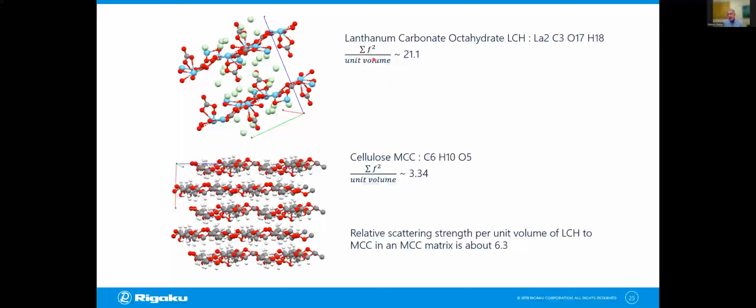Now, if we compare the scattering efficiency or the scaling intensity between these two materials, lanthanum carbonate octahydrate is about 21.1, cellulose is about 3.3. So there is a difference of about 6.3 in the scattering efficiency, if you like, or the intensity scattered per unit volume from these two different materials.